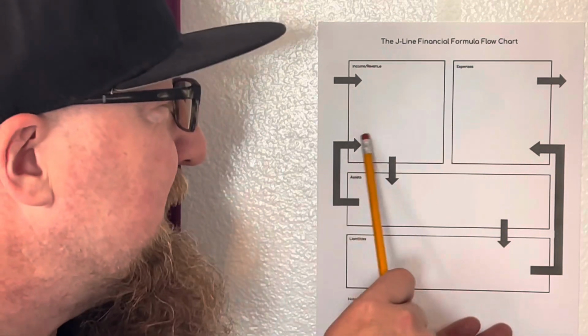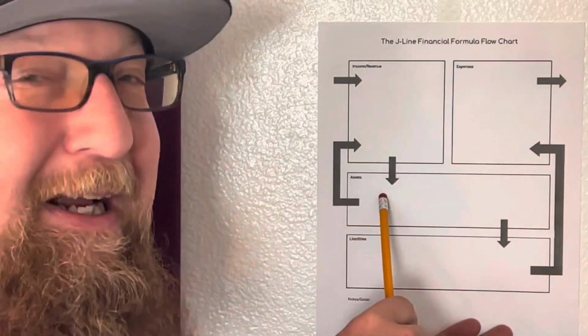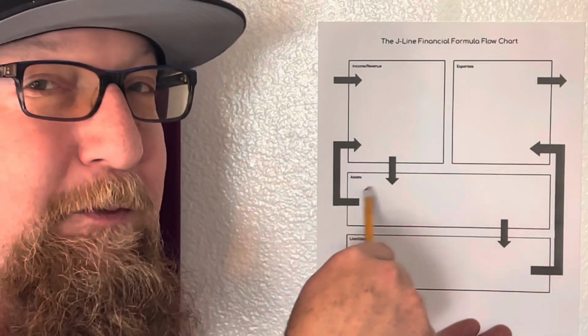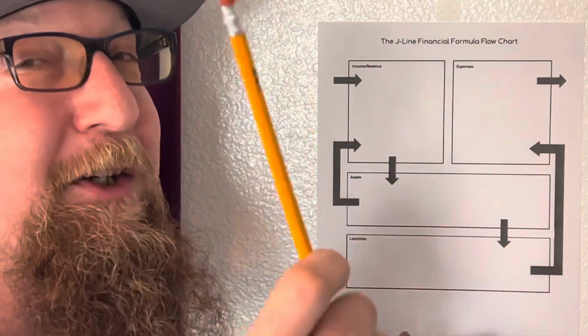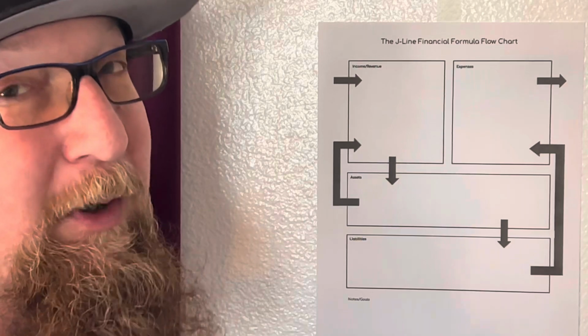But the idea is to let your income buy some assets, let those assets build you money until the assets become your income. Then your money's working for you and you're not working for money.